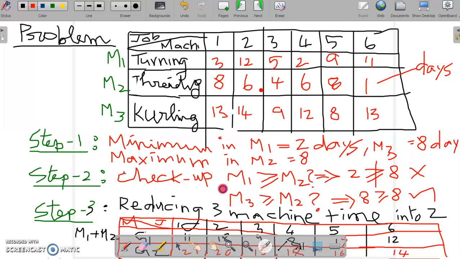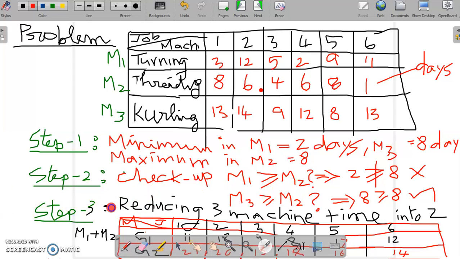In this case, M1 minimum time is 2, M3 minimum time is 8 days, and M2 maximum time is 8 days. So the second condition is satisfied. Optimum is reached here.